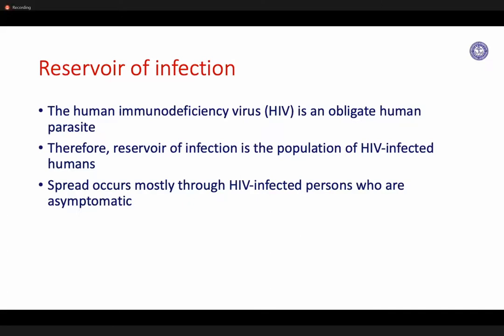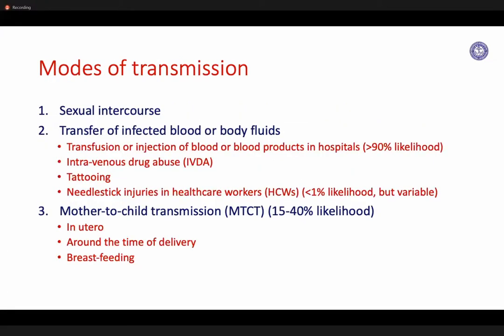And the spread occurs mostly through HIV infected persons who are asymptomatic. That is because those who are symptomatic are very sick normally and in hospital, and they cannot infect others because you need direct contact for infection. So when you know about the mode of transmission, you will understand why only asymptomatic and fit individuals can transmit the infection. So these are the modes of transmission.